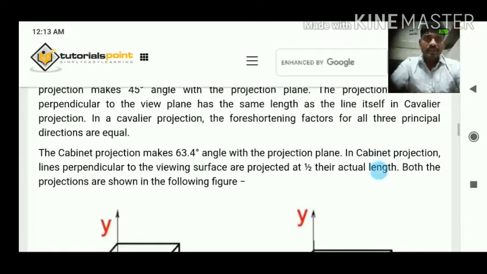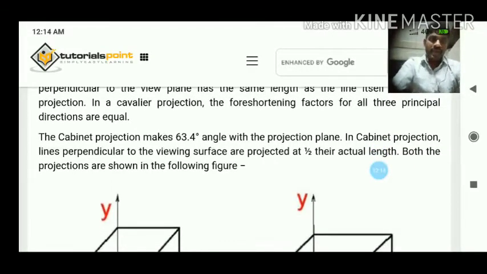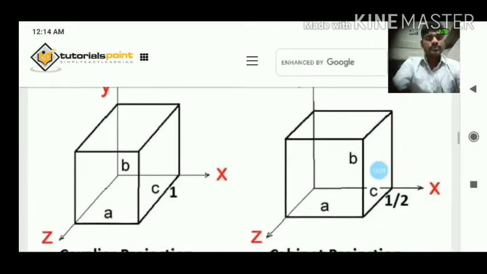The cabinet projection makes a 63.4 degree angle with the projection plane. In the cabinet projection, lines perpendicular to the viewing surface are projected at 1/2 their actual length. Both projections are shown in the figure. It is 45 degrees here, and 63.4 degrees there. The lines are inclined. This is about the oblique projections.